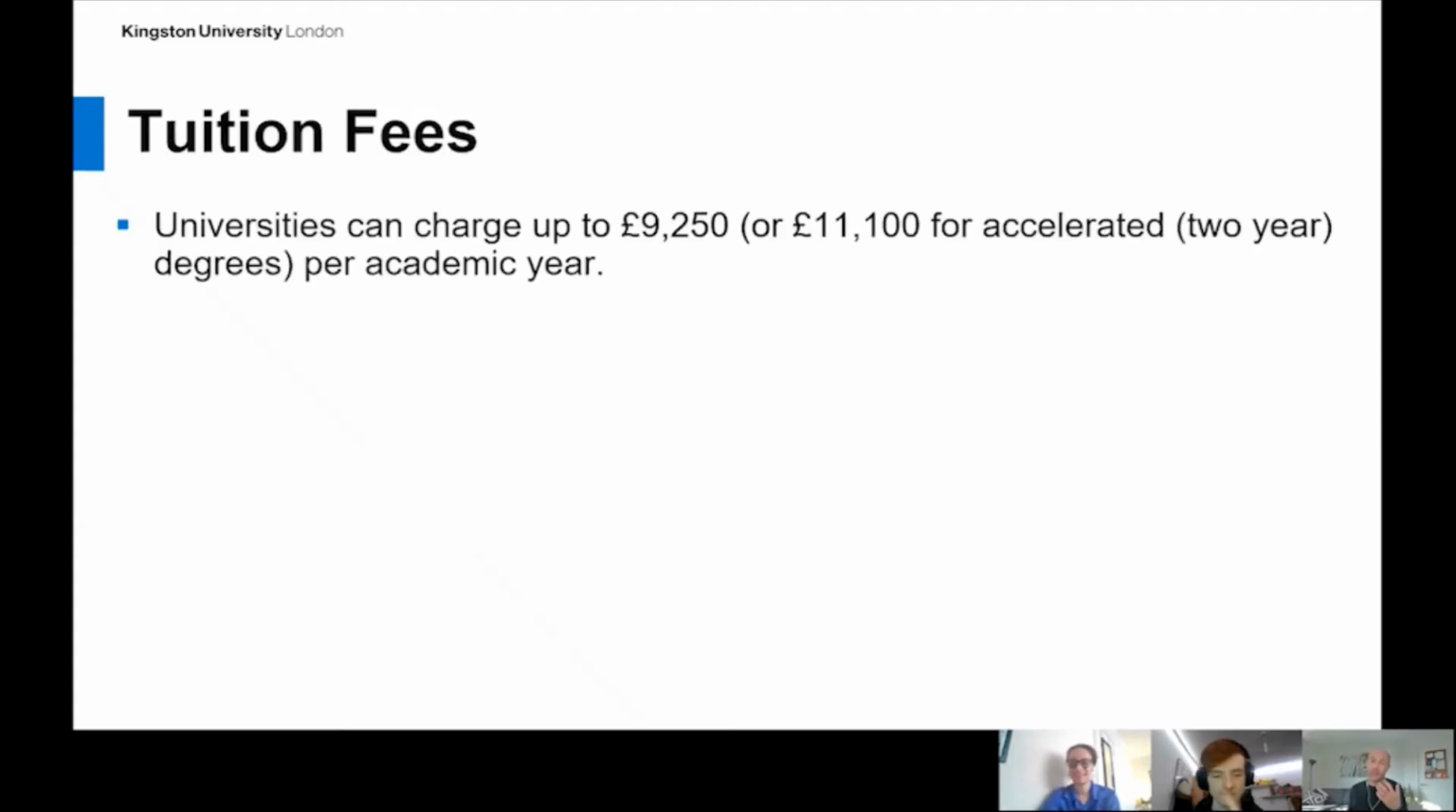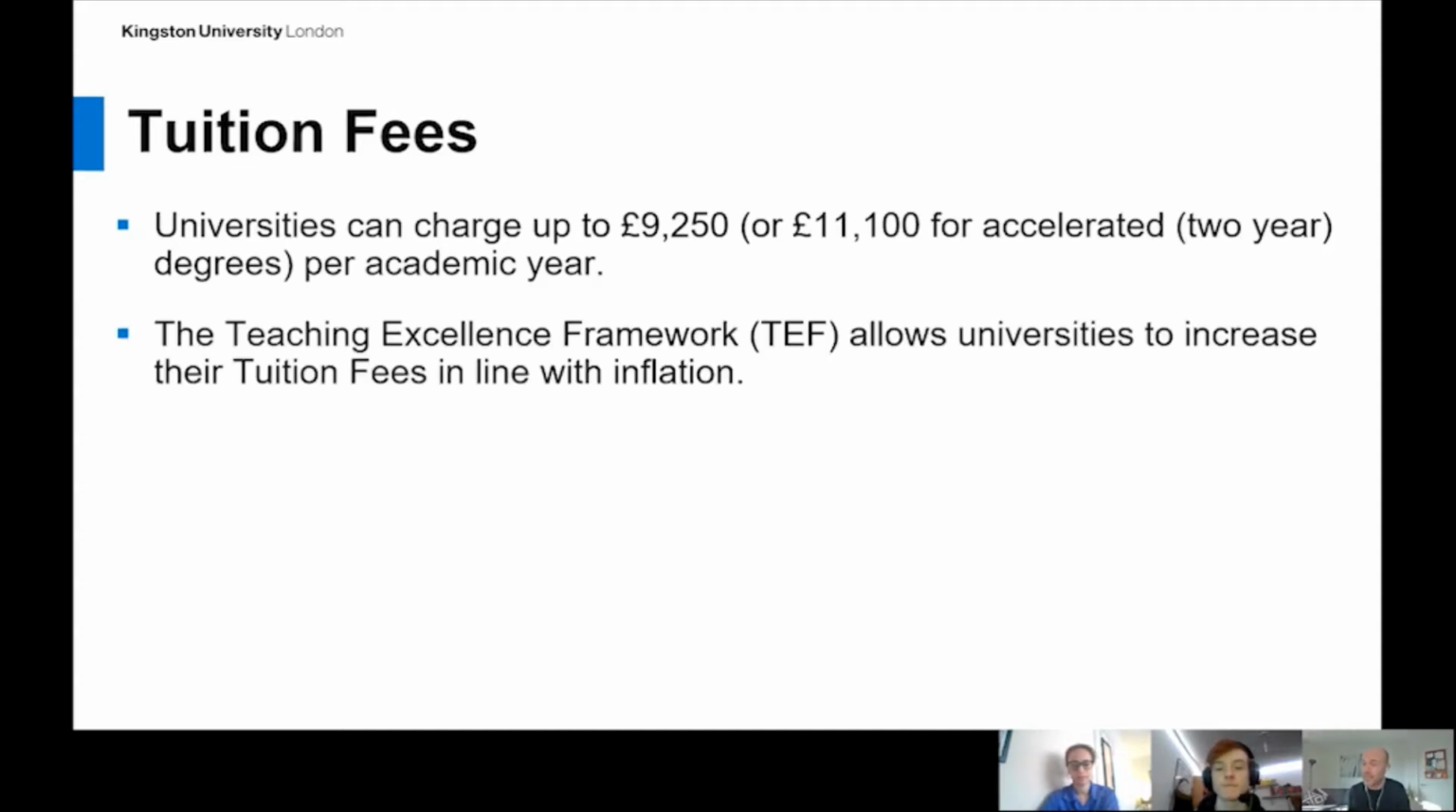So tuition fees, most of you, like I said, will have an idea of this. If not, doesn't matter. Universities can now charge up to £9,250 per academic year for their undergraduate courses. Slightly more for accelerated courses, but I imagine most of you are thinking about the 9,250. There's this thing called the TEF, the Teaching Excellence Framework, which allows universities to increase their tuition fees in line with inflation, hence why it has gone up in previous years and may at some point go up in the future. That's yet to be seen.